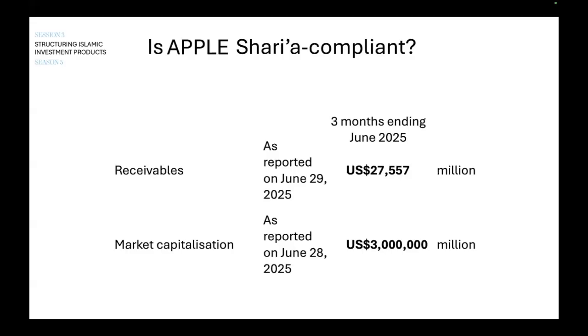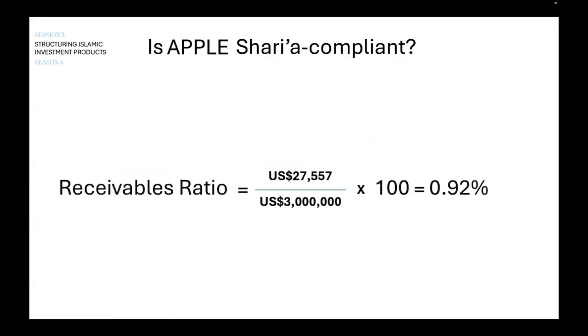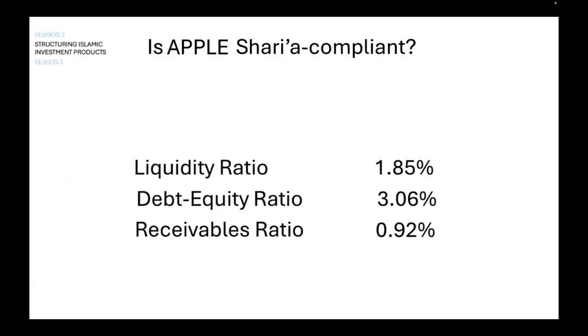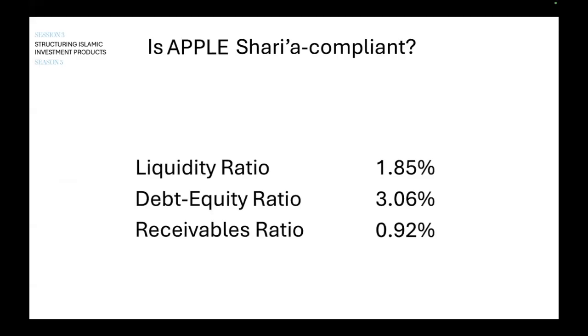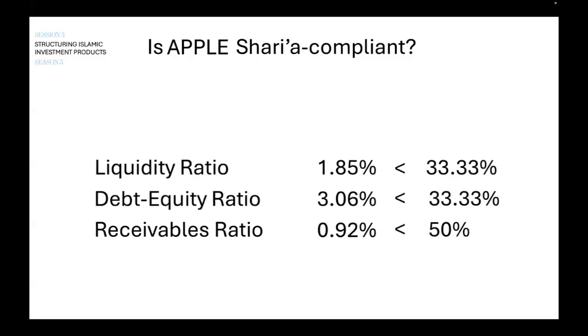Receivables on June the 29th were reported to be 27.5 billion US dollars, and the market capitalization remains 3 trillion. So the receivables ratio was 0.92%. So we looked into the impermissible revenue screen and then the three financial screens, and that gives us a liquidity ratio of 1.85%, debt equity ratio of 3.06%, and receivables ratio of 0.92%.